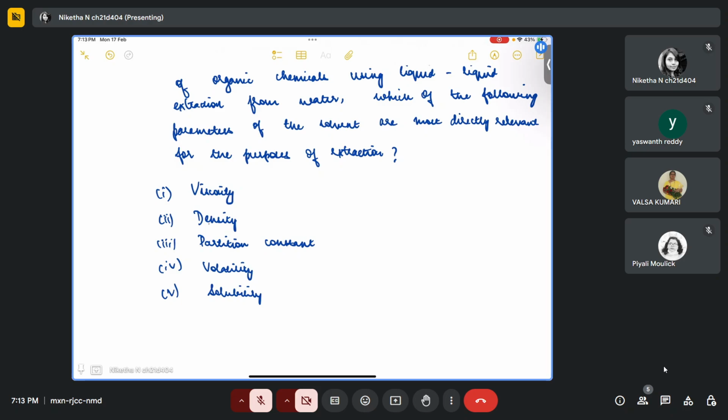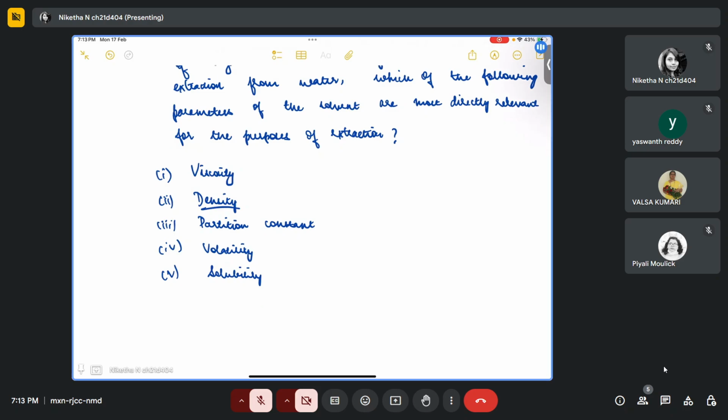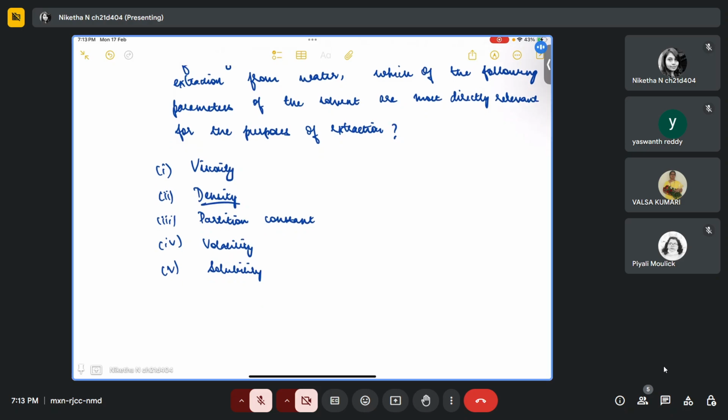And what is the formula for density? Mass per volume. So is the density of a solvent important? No, no, no. So what about partition constant? We just discussed this. Is it an important parameter? Yes, yes. It is important that the chemical should have a higher affinity towards the solvent. So that's why the partition constant of the chemical is an important parameter.